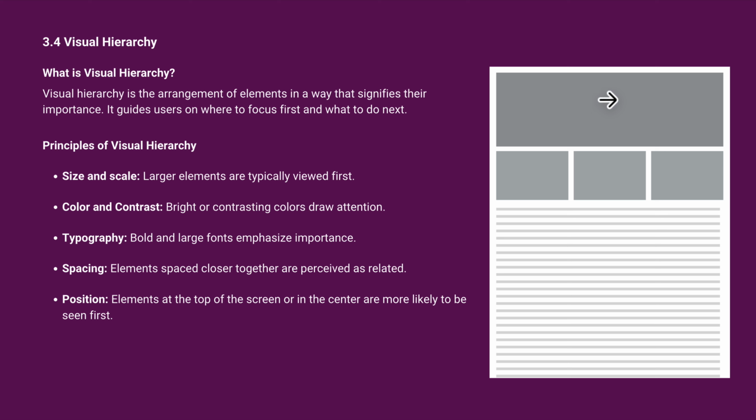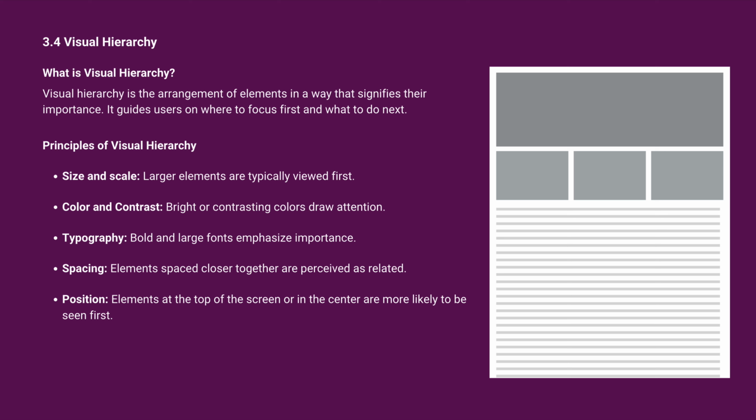When a user opens this page, their first focus will be on this bigger image. From here, they can now move down to other sections of this particular page. We have some principles of visual hierarchy, and we are going to explain this using illustrations. The first is size and scale. Larger elements are typically viewed first, and this is an example.